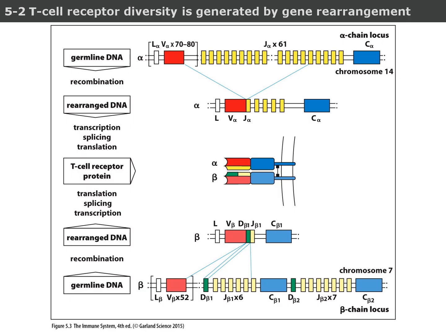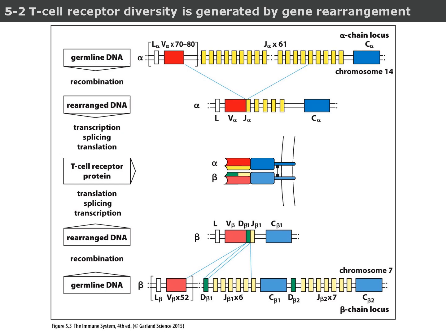This figure explains how the diversity of T-cell receptors is created through gene rearrangement, a process similar to that used by antibodies. At the top, the alpha chain gene is located on chromosome 14. In its germline form, it contains multiple variable and joining gene segments. Through recombination, one variable and one joining segment are selected and joined, forming a functional gene. After transcription, splicing, and translation, the final alpha chain protein is produced.